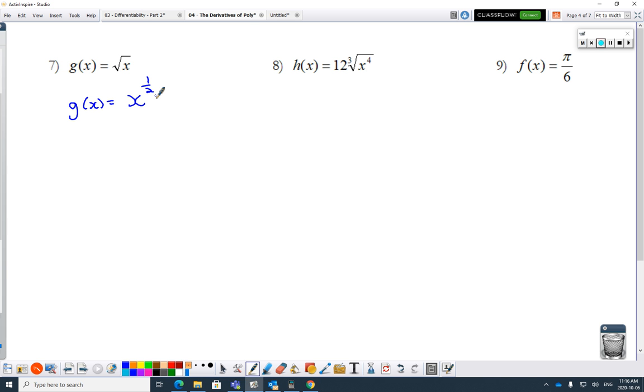Now we're ready to go, but this one's just a little more trouble. Bring down the exponent. That's not so bad. Then reduce the exponent by 1. What's 1/2? Subtract 1.